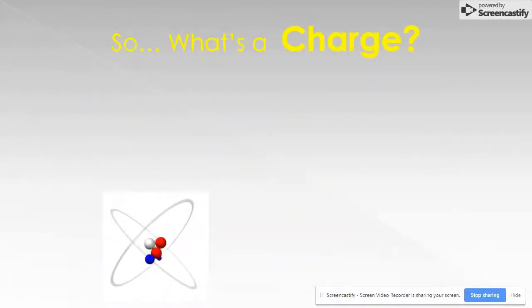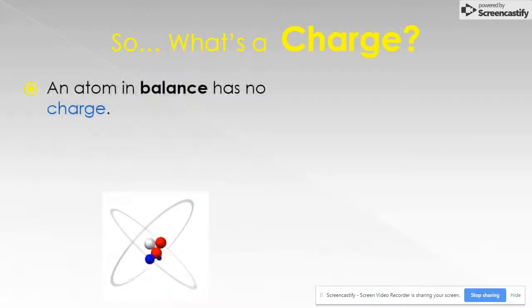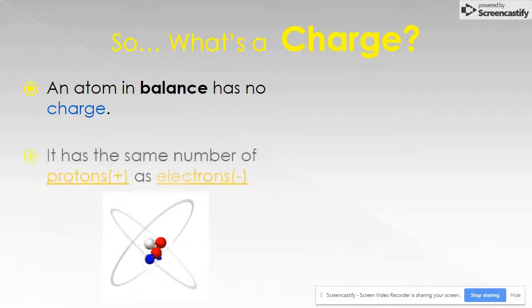So back to talking about charges. An atom in balance has no charge. It has the same number of protons as electrons, so its charges cancel each other out. For instance, this helium atom has 2 protons and 2 electrons, so its charges are balanced. Atoms that have balanced charges like this are less likely to combine with other elements and are also less likely to conduct electricity because they're already in a stable, balanced state.